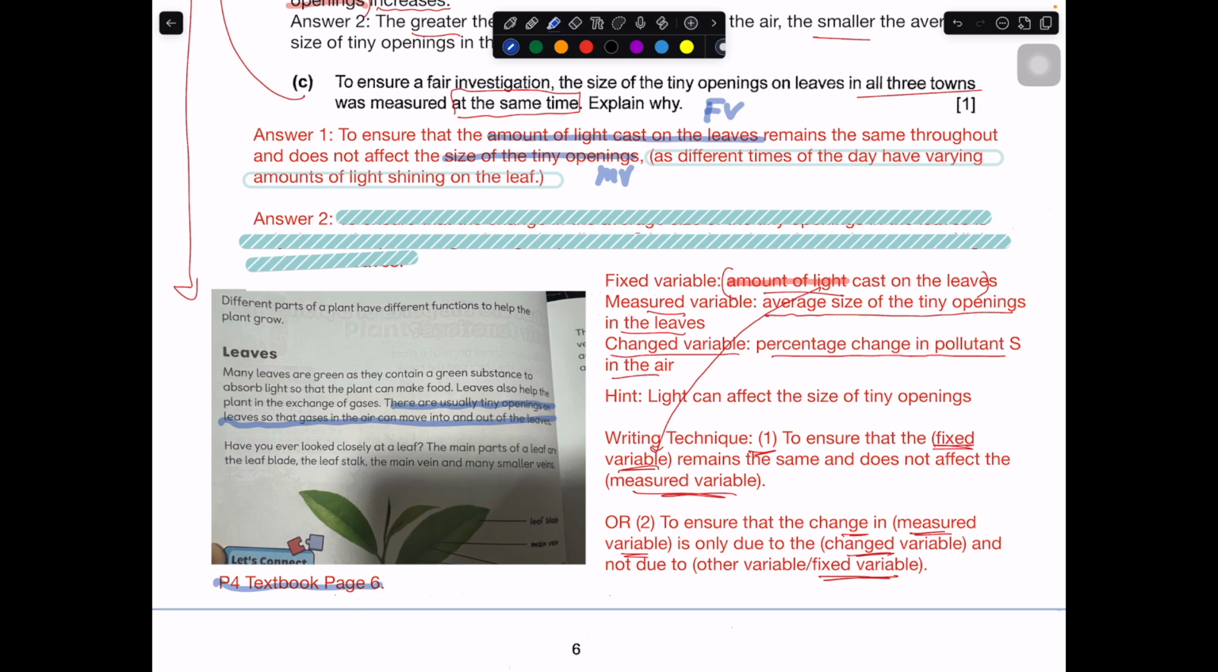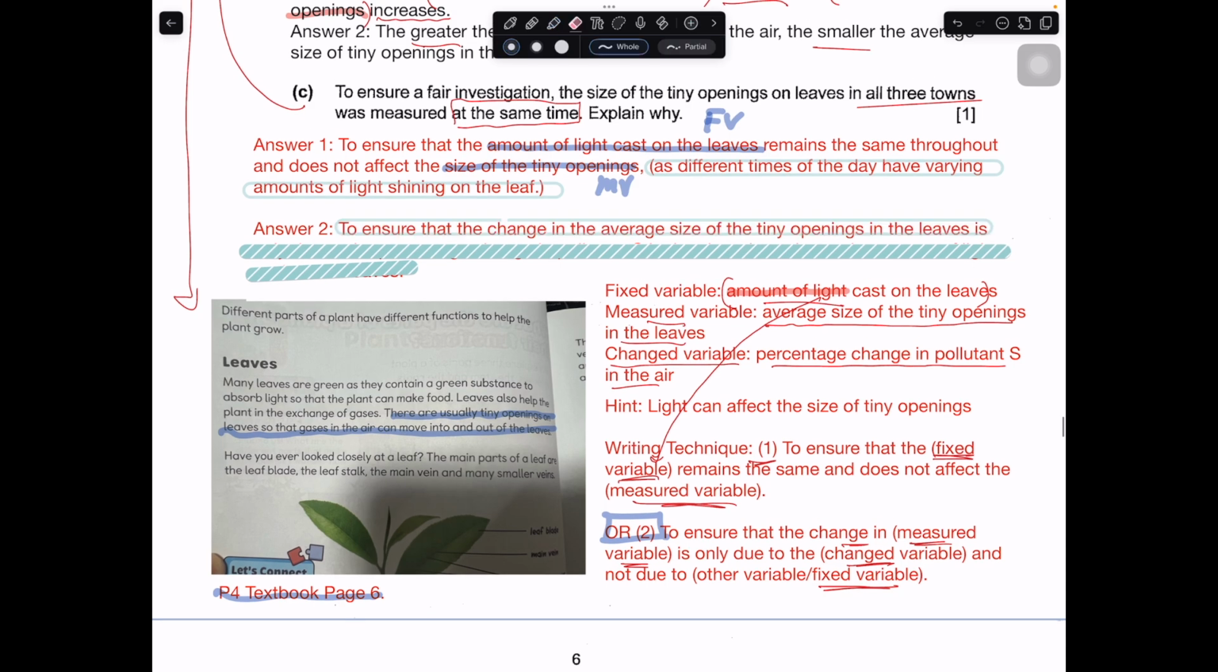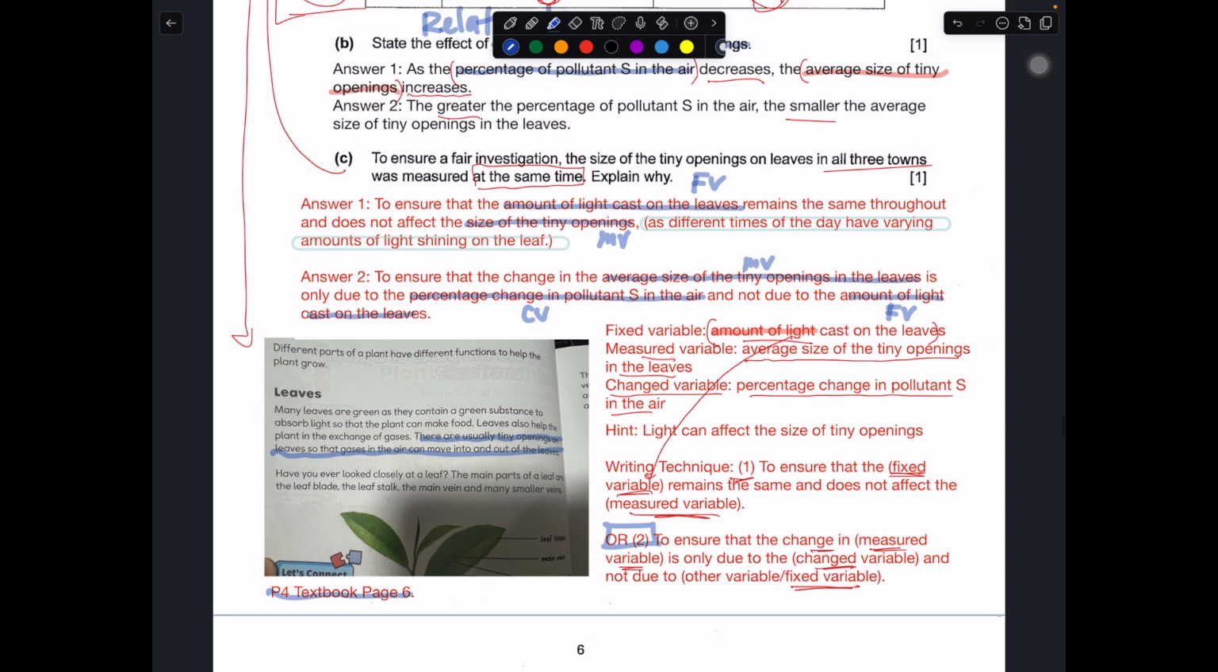Or another way you can do it is using this option. Okay, this is usually more for control when you're writing for control, but you can also use this for this question. Okay, to ensure that the changes in the average size of tiny opening in the leaf, a measured variable, is only due to the percentage change in the pollutant S in the air. So this is your change variable and not due to the amount of light cast on leaf. So this is your fixed variable. So this is one way to write it. It's a bit lengthy, but this is how you can really fully address this question.